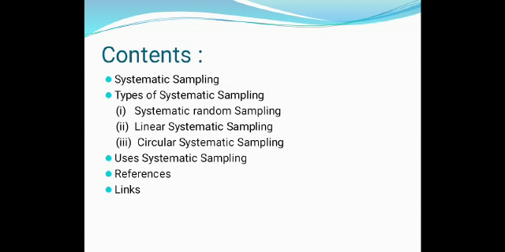Today I will talk about my assignment topic, systematic sampling. The main highlights of my presentation are where we discuss the following things: contents, systematic sampling, and types of systematic sampling. First, systematic random sampling, linear systematic sampling, then circular systematic sampling. Also, we will discuss uses of systematic sampling, then references and some links.